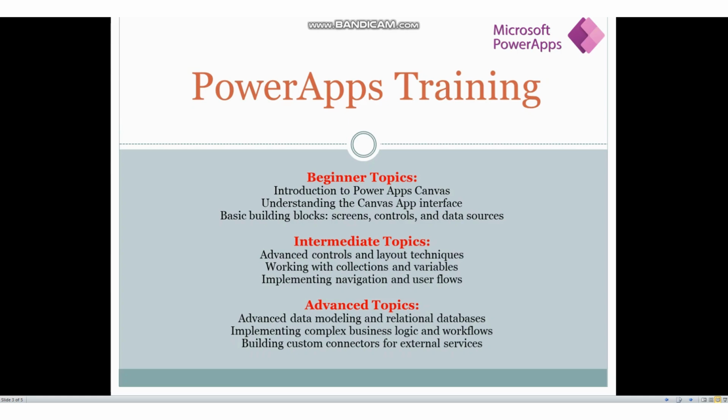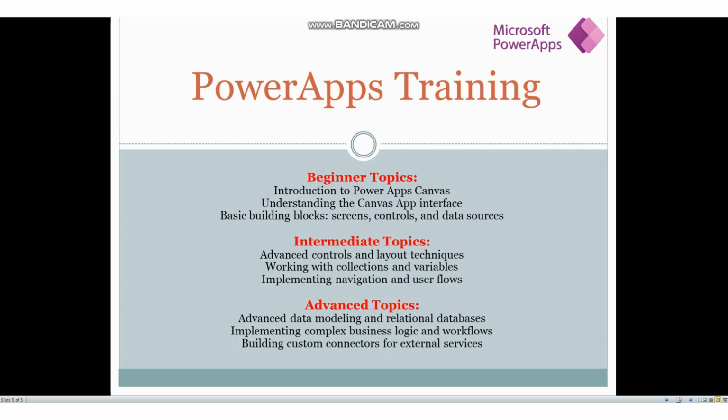Intermediate topics: advanced controls and layout techniques, working with collections and variables. There are two or three types of variables, so we can also use global and context variables. Another is navigation and user flow, so how we can integrate flows, what is the use of flows for the automation process, and how we can create the automation process in Power Apps. These are some intermediate topics, and the next level is the advanced topics.